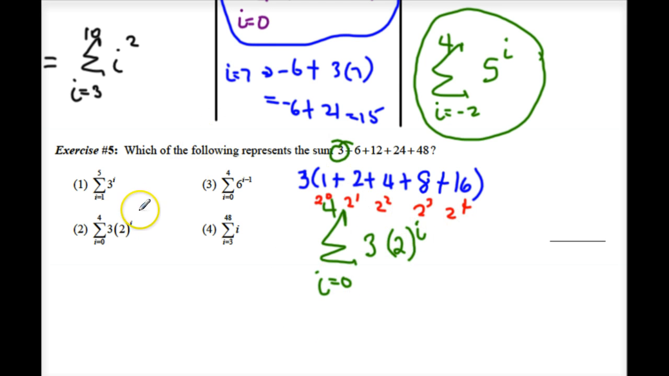Alright, so this ended up being choice number 2. Alrighty, this wasn't that difficult. Listen, you just have to be able to identify your patterns, all right? You know what to do.